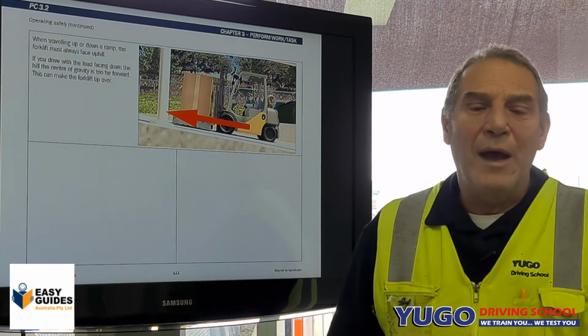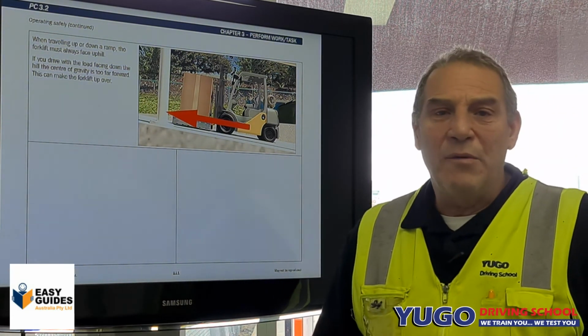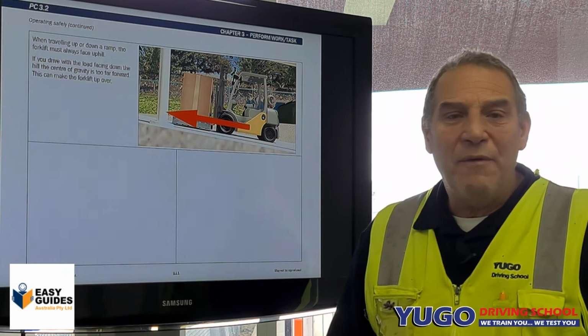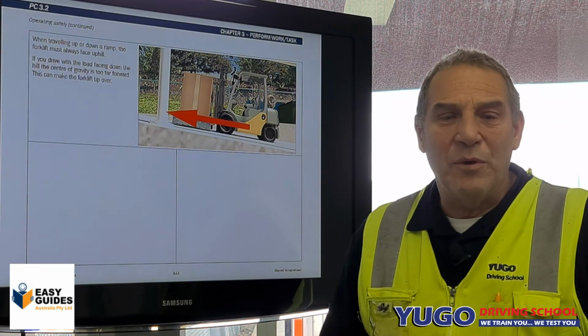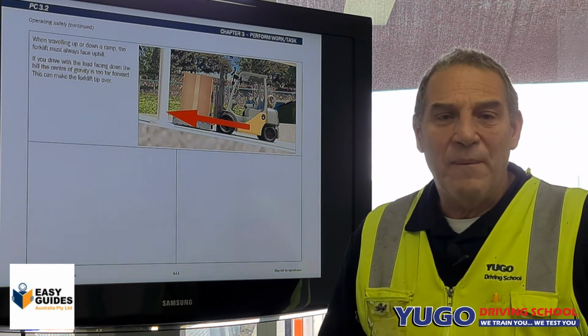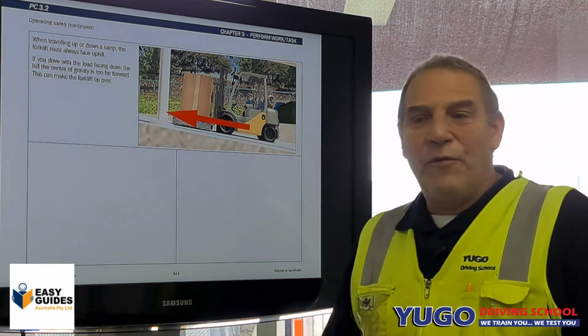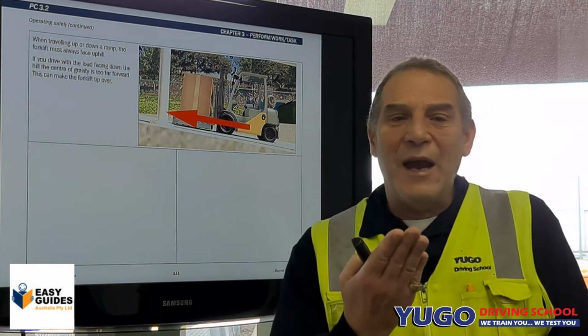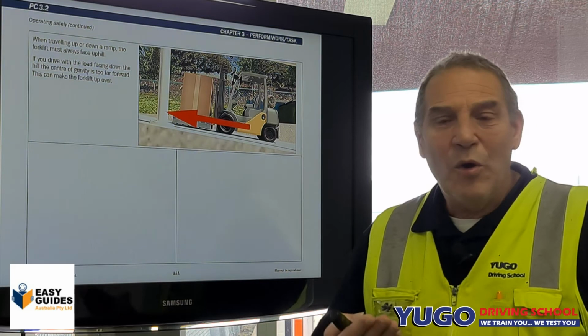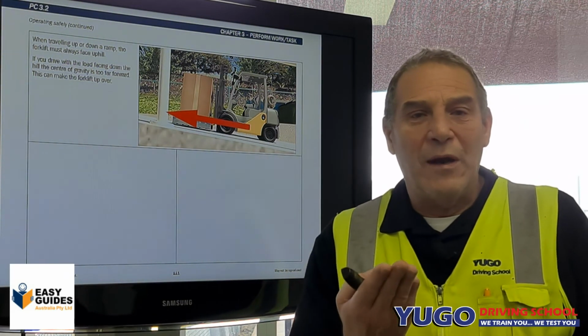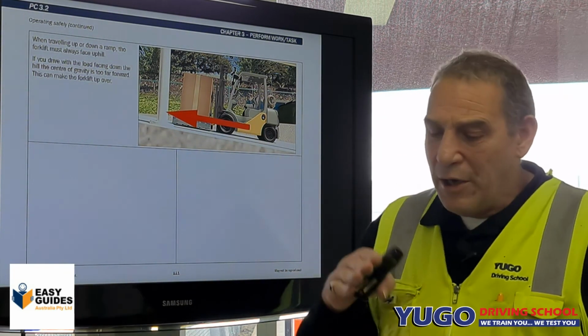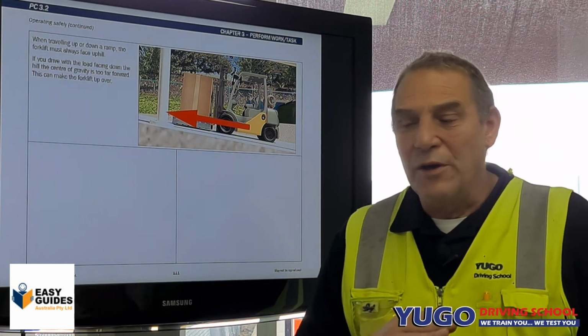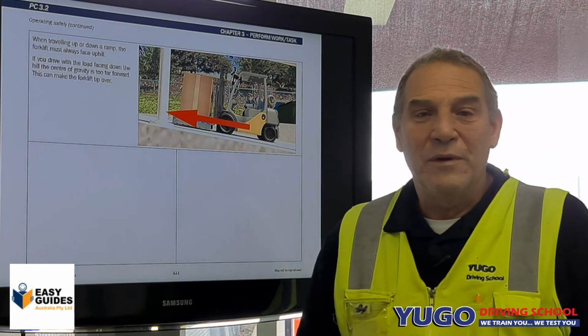Whenever you travel up or down a ramp, never face downwards. Never. Your forklift and load must be facing uphill when you travel down or up. You need to support that load. If you stop in a hurry and you're going downhill, your load's just going to slide off your forklift.